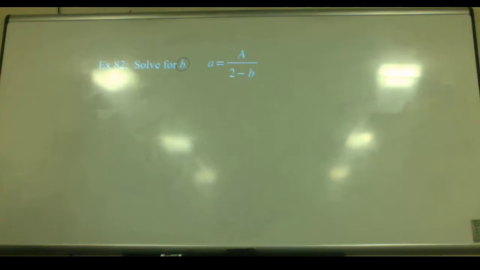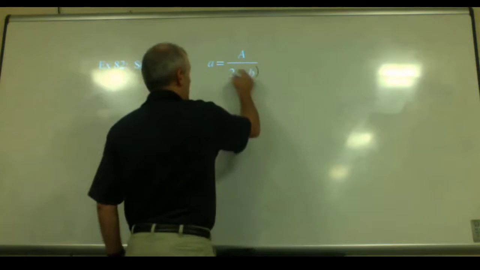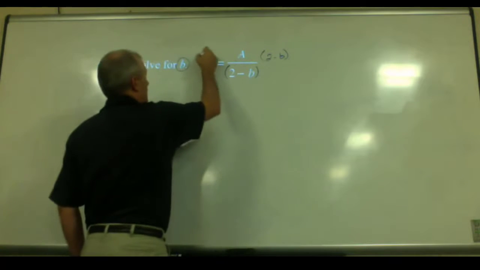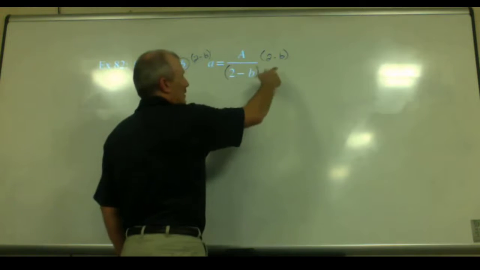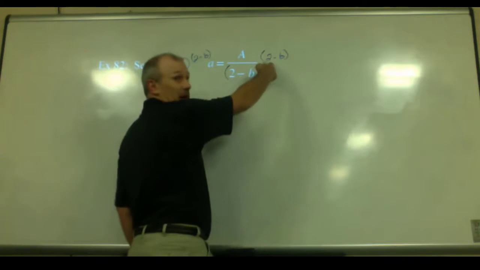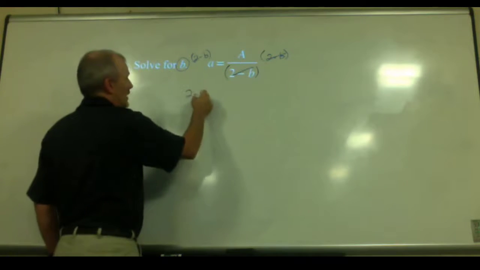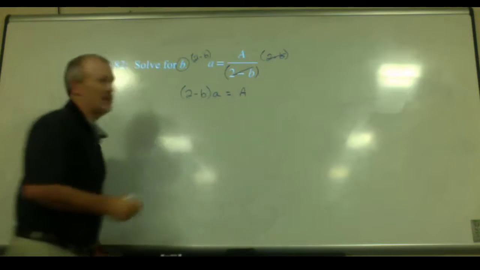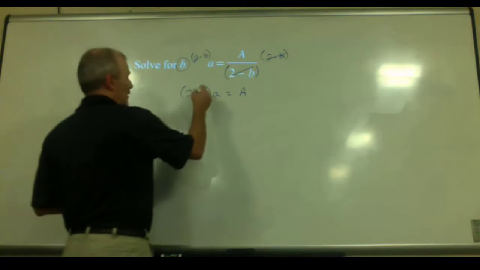And the way we do that is actually not hard, because you always do the same thing. The way we get it out of the denominator is we simply multiply by whatever that denominator is on both sides. Now look at what that does. What happens over here? If it was divided by and we multiplied, it's going to cancel. So now we have 2 minus b times a equals A, capital A. So now that b is not in the denominator anymore, we can work with it.